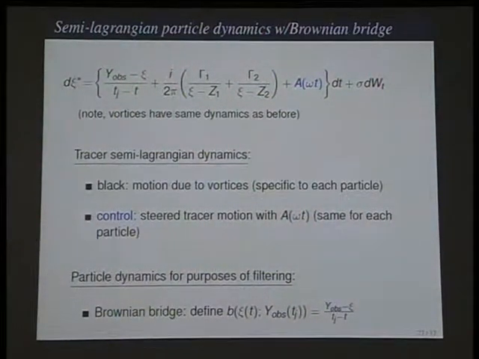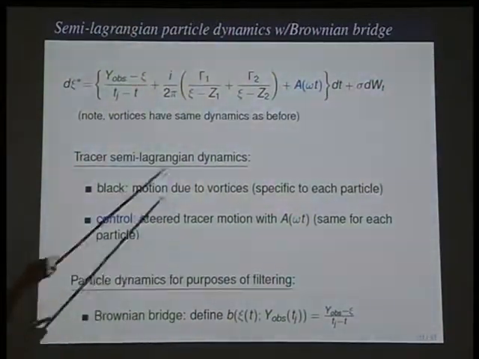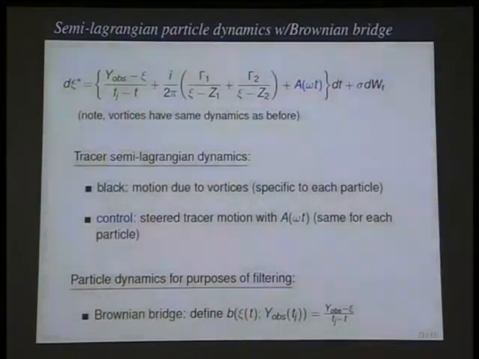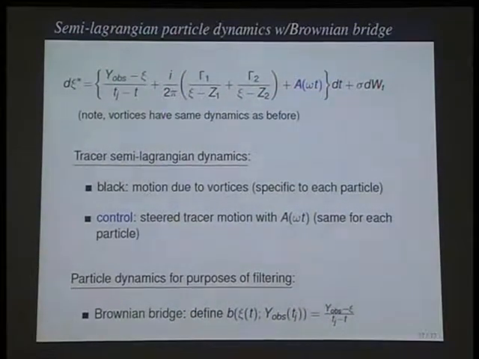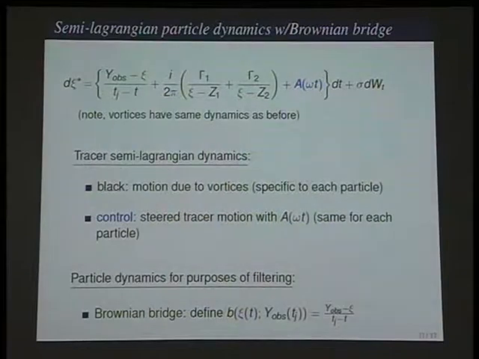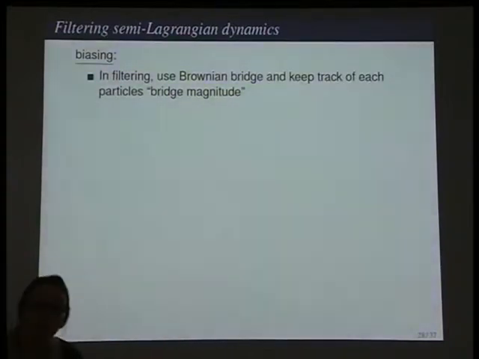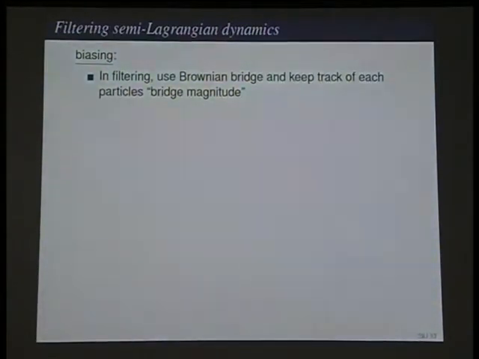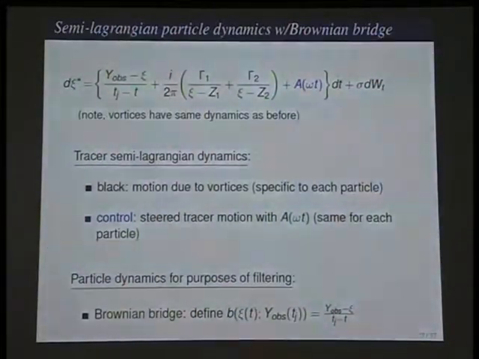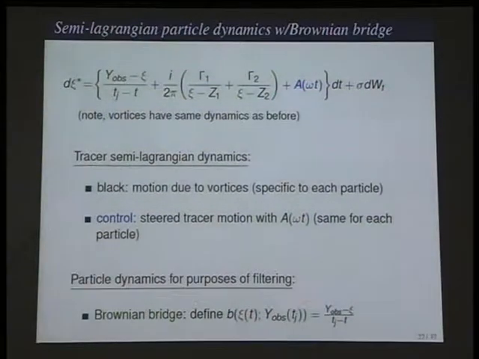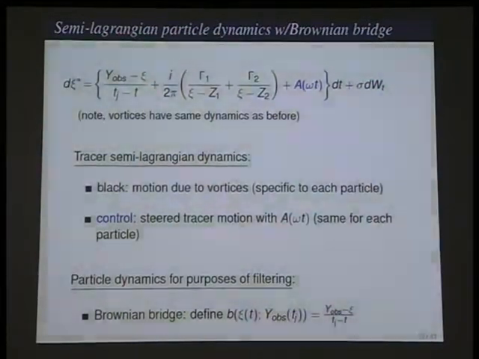The black is the motion due to the vortices, which is specific to each particle. The control is shared by each particle, and it's just some pre-prescribed function in this case. And the Brownian bridge is also unique to each particle; each particle is trying to move toward the target. Where is the Brownian bridge in your equation? It's this first term here. Oh, I see. And so we're going to end up sampling a process that's different from the true underlying process, and we're going to have to think about that.